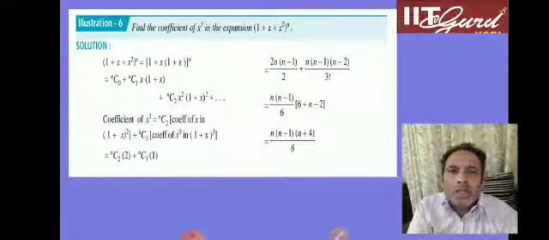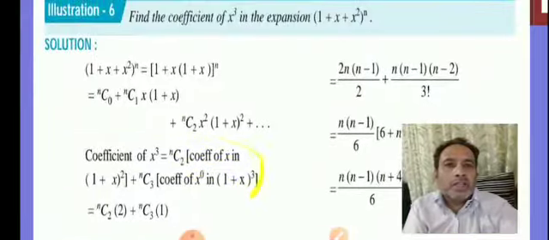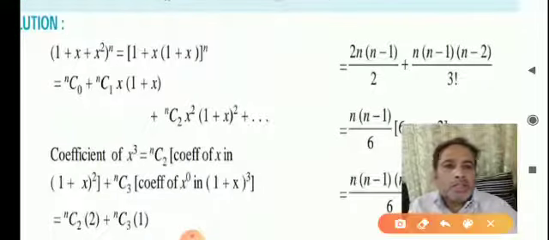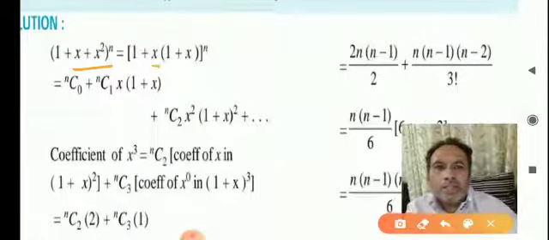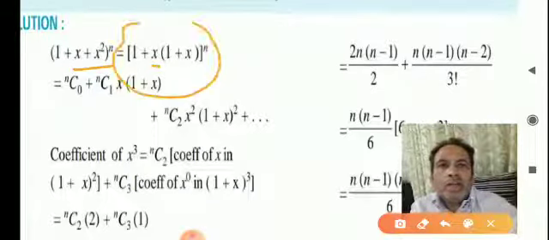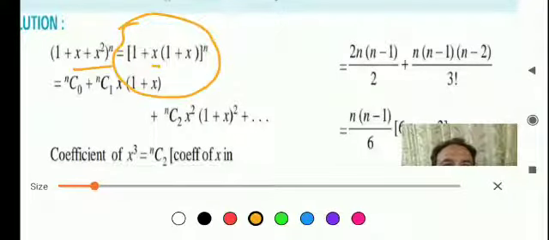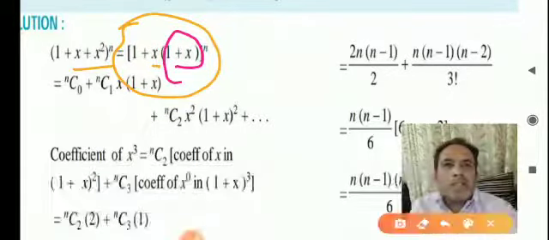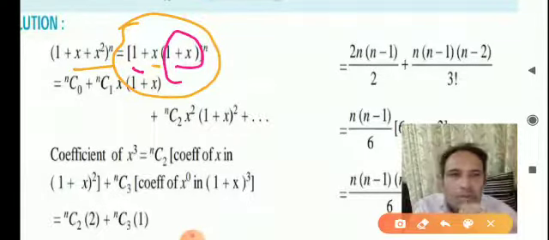Here you can't factorize immediately. So it is better to convert it this way: 1 plus x square in x plus x square. If you take x common over here, then in this way you will get another binomial theorem. So 1 plus, and here the term x into x plus 1, that is x plus 1, this term is considered as another term. So 1 plus x, and in this way it will become a binomial theorem.